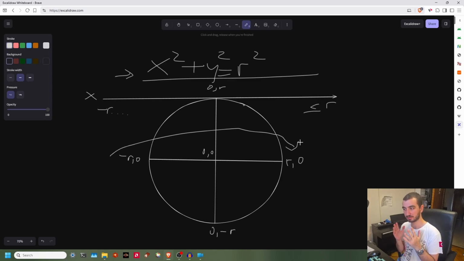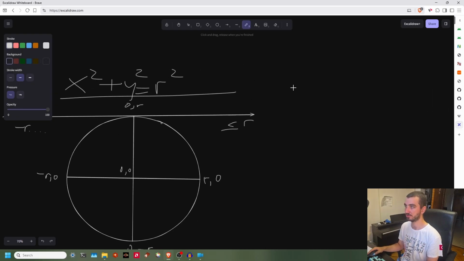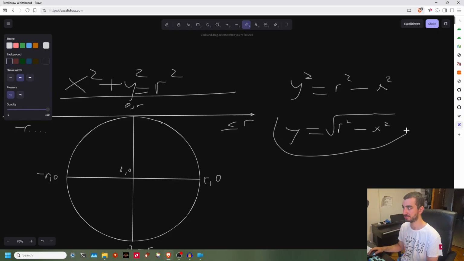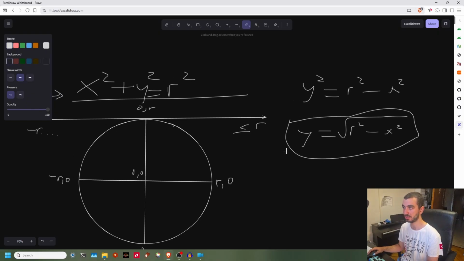To get the y position, we have to rearrange this equation a bit. So y equals the square root of r squared minus x squared, right? If we make it a bit simpler, it's going to be like this. This is how we get the y position. And this is basically the entire midpoint circle algorithm, kind of. This is the first part of it, and this is not enough to draw a circle, but we will see.